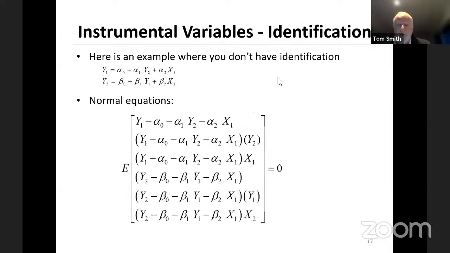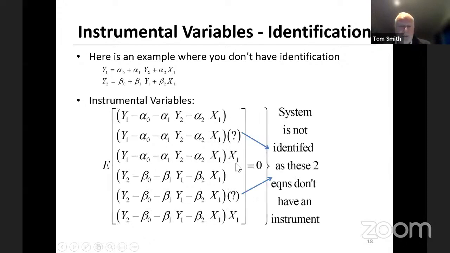So here's an example where you don't have identification. The y1 is a function of y2 and x1. Y2 is a function of y1 and x1. So we have the three normal equations: the one that defines the error term for y1, the error term for y1 times the first regressor, y2, the error term for y1 times the second explanatory variable, and similarly for equation 2. I've got the endogenous variables circled here in brackets, so we need to replace them with exogenous variables, with instrumental variables, because we know that the y2 is correlated with this error. We know the y1 is correlated with this error.